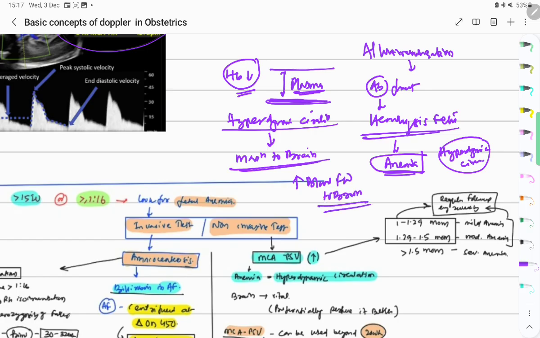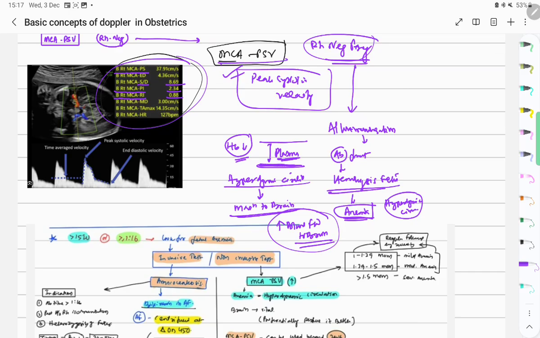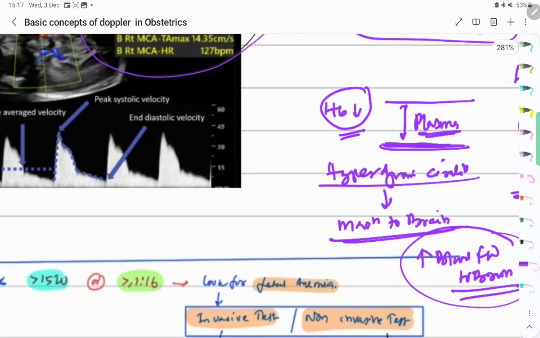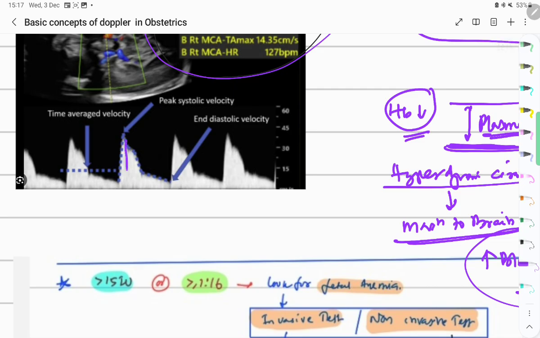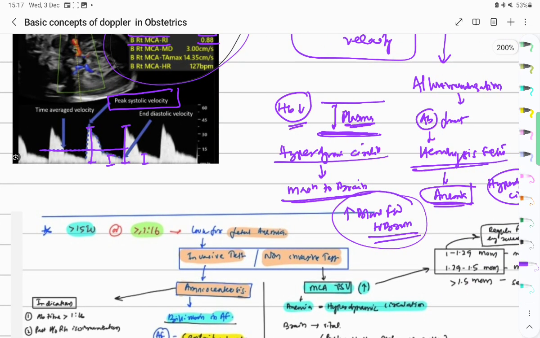So how can we check that? We can check that by doing MCA PSV, peak systolic velocity. See, this is the peak systolic velocity, this is the end diastolic velocity, and this is called the time average velocity. So we check the peak systolic velocity in the MCA, the middle cerebral artery Doppler. That is a sign of fetal anemia.